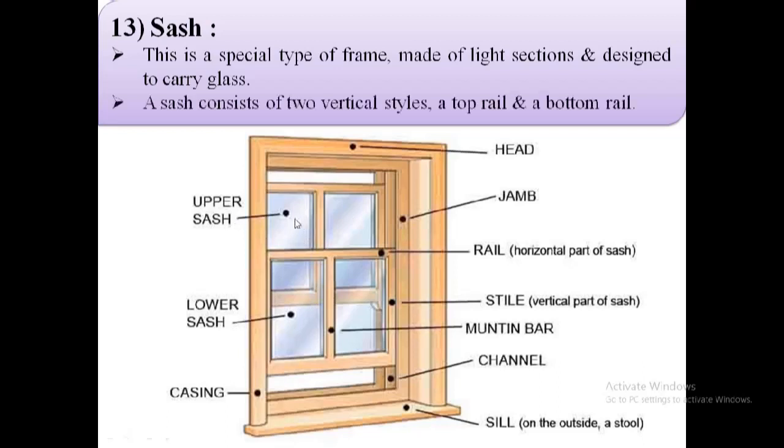A sash consists of two vertical stiles, a top rail and a bottom rail. So here you can see this is the one sash. This sash consists of, here this is the first vertical stile, this is second vertical stile, and here you can see this is top rail, this is bottom rail. So sash consists of two vertical stiles, one top rail and one bottom rail.